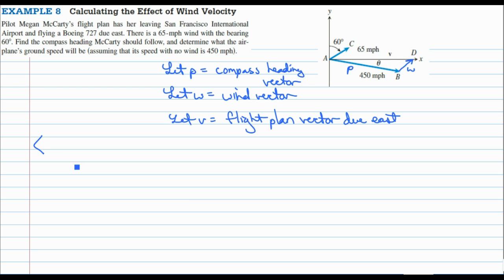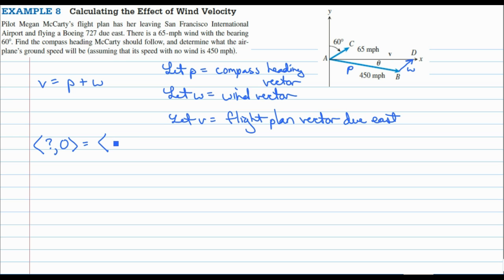Our due east vector, I don't know what its x-coordinate is going to be. I don't know what our ground speed is going to be yet. We'll find that out later. But I do know that the y-coordinate has to be 0. We do not want to fly any north or south. We want to fly straight east. Well, since our due east vector is going to be a sum of our plane's compass heading vector and the wind vector, I can add those together.